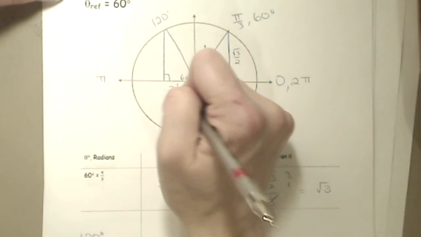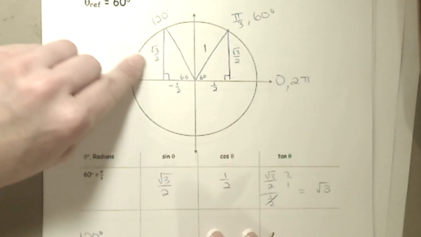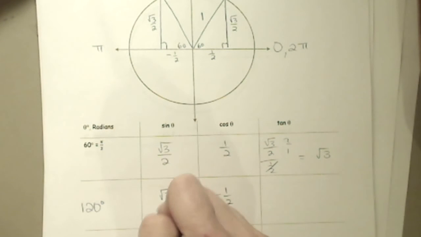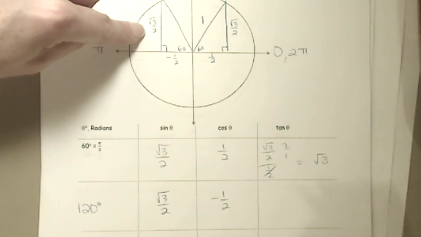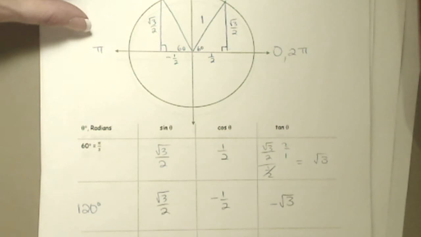All right, we're going to have negative 1/2 and positive square root of 3 over 2 for our cosine and sine respectively. And then the tangent is going to be negative because we're doing a positive sine divided by a negative cosine. So negative square root of 3.